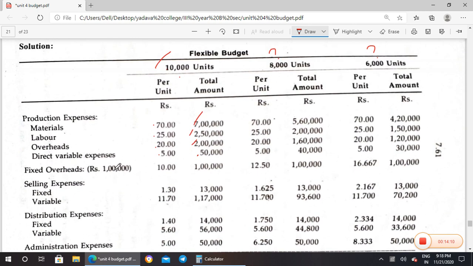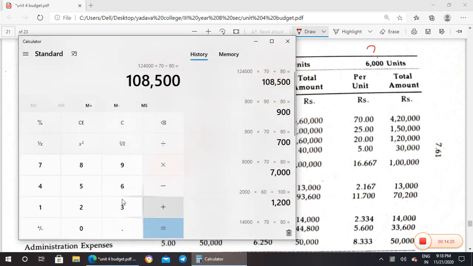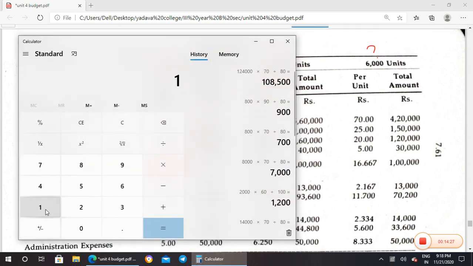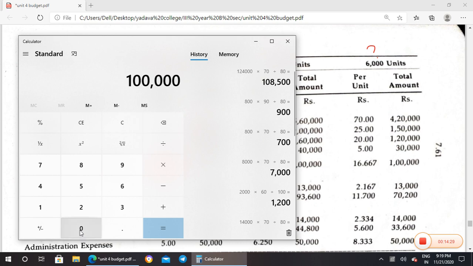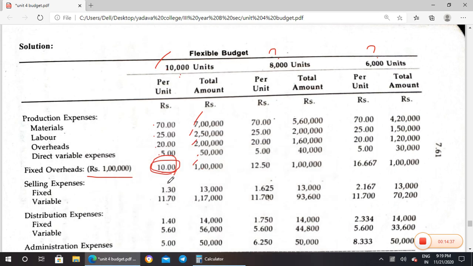In fixed overheads they have given 1 lakh, but they have not given the per unit rate. So 1 lakh we directly put as that amount. 1 lakh divided by 10,000 units, you will get the per unit rate. I'll show it to you. They have given fixed as 1 lakh, the units are 10,000, and you will get the per unit rate, which is 10 rupees.